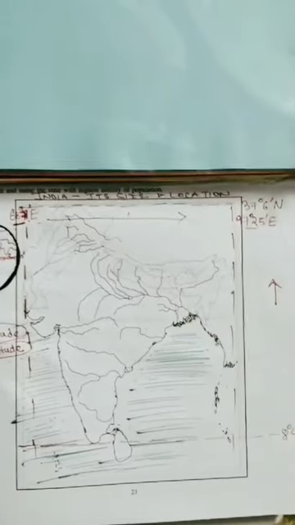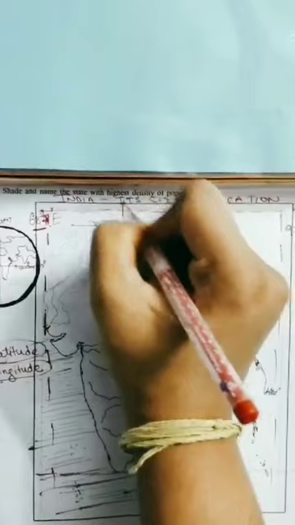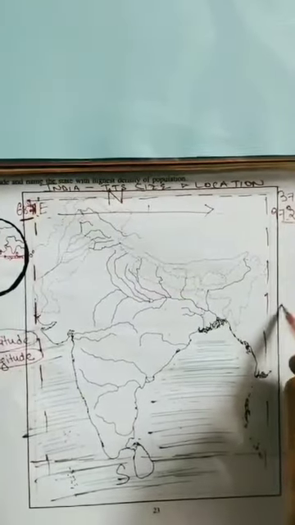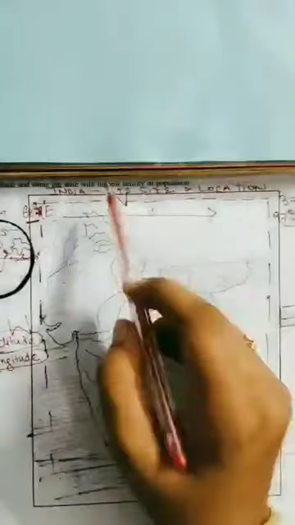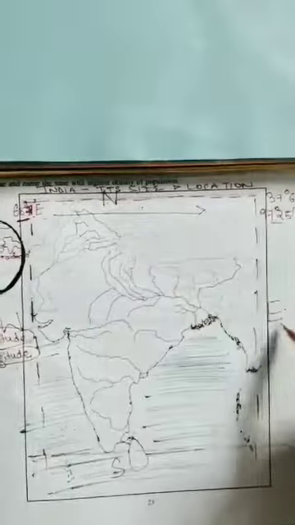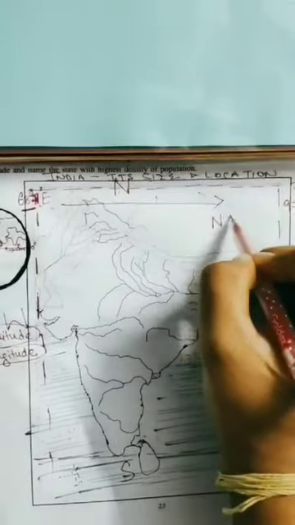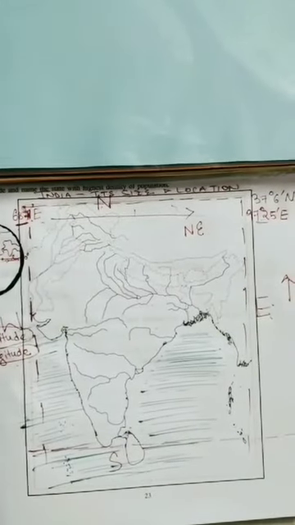Right now you already know the directions. This is north, this is south, this is east, this is west, right? Now we also have to check what the intermediary direction points could be here. This is north, this is east. In between north and east, it could be northeast, right?